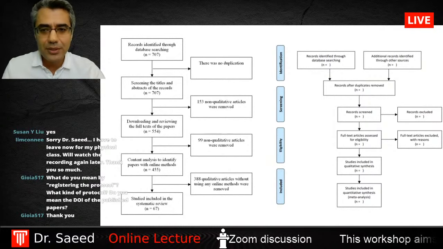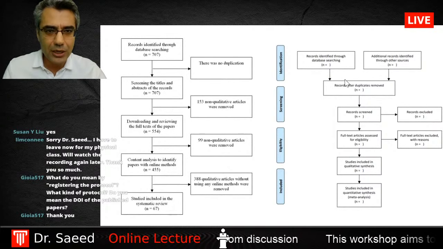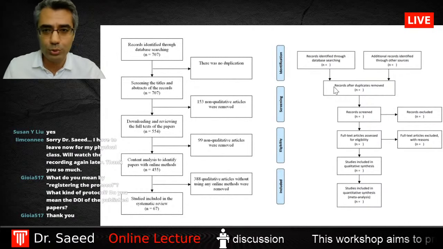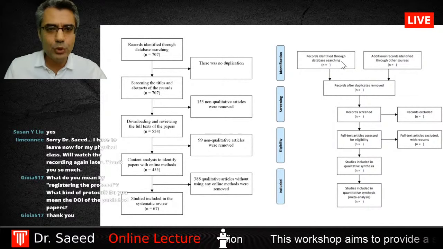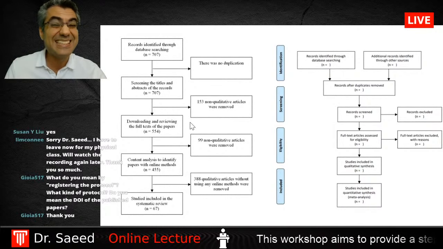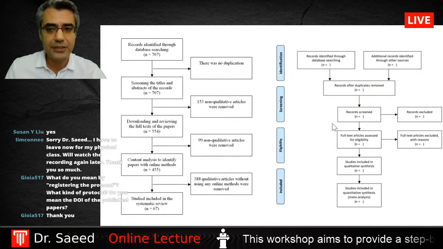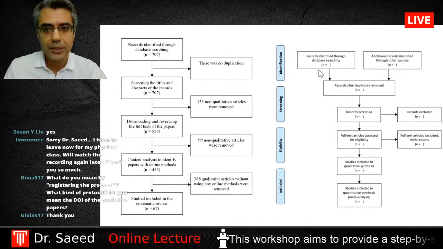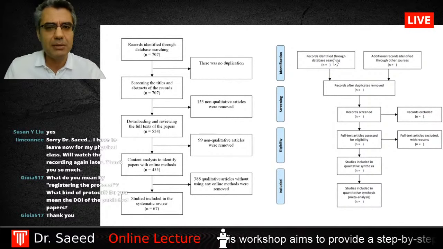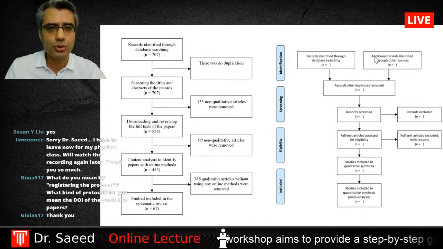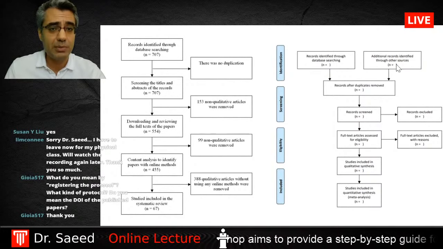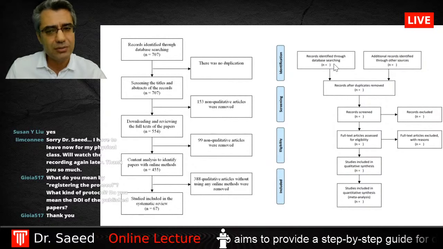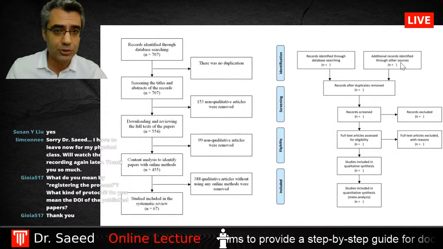What is this diagram? I'm not sure it's clear or not, but you need to use full screen mode for your video. What you see here, for example, the left side is an example I have used in my paper. The right side is the original one. You search maybe through Google Scholar or Scopus, two search engines. You may get 1,000, 2,000 papers each. You report 1,000 from Scopus, 2,000 from Google Scholar.